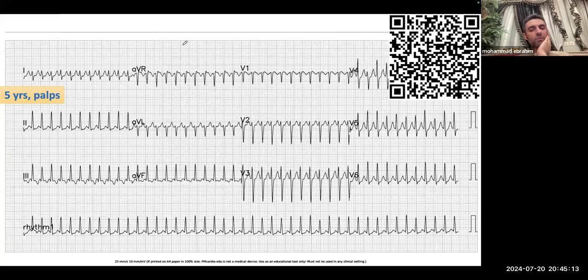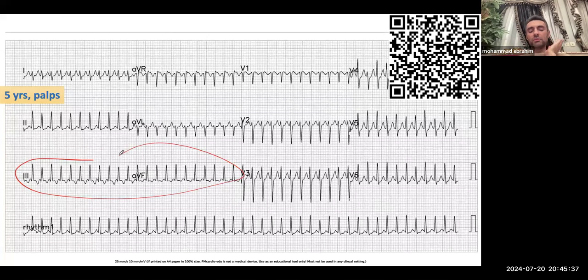Okay, why SVT? Because the P waves are not sinus-looking P waves. You cannot see clear-cut P waves. You do not see P waves, for example, in the inferior leads. You don't see an upright deflection that suggests a P wave. So you know it's not sinus in origin, and it's tachycardic, so you know it's fast.